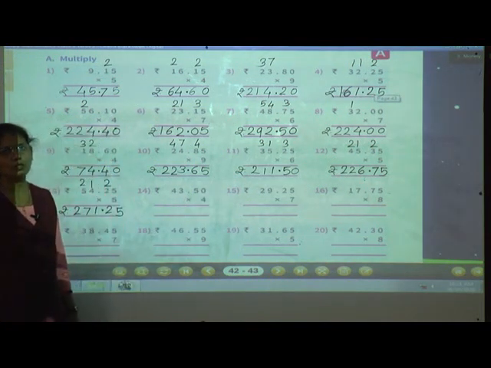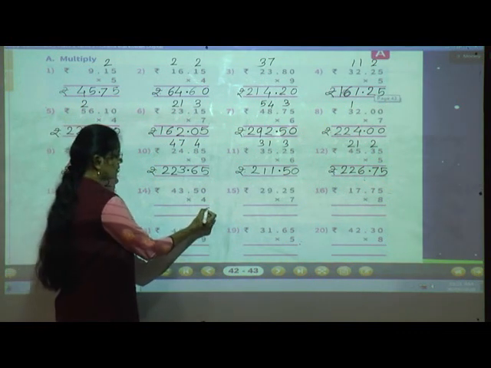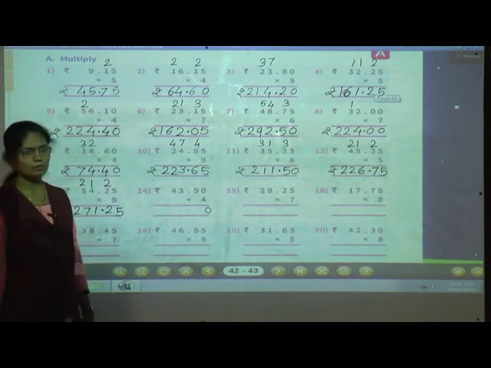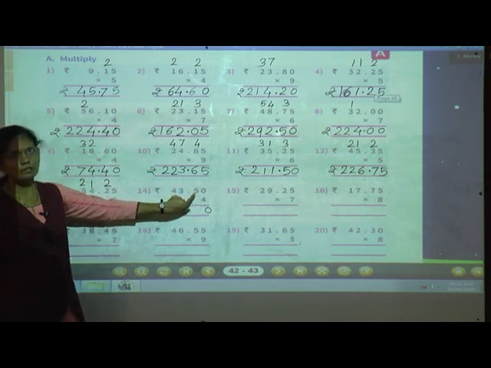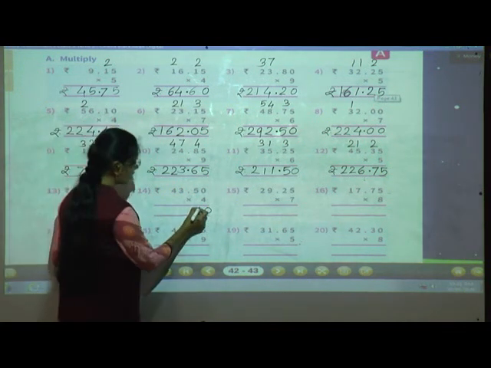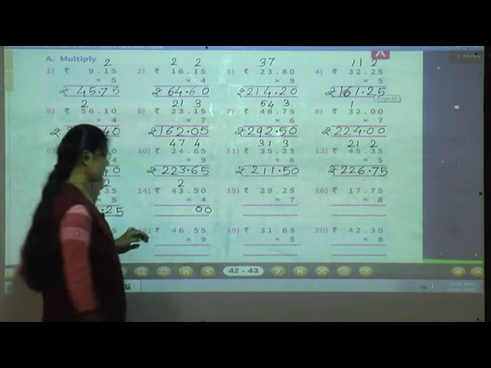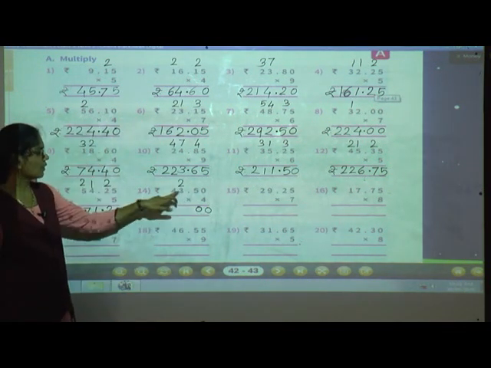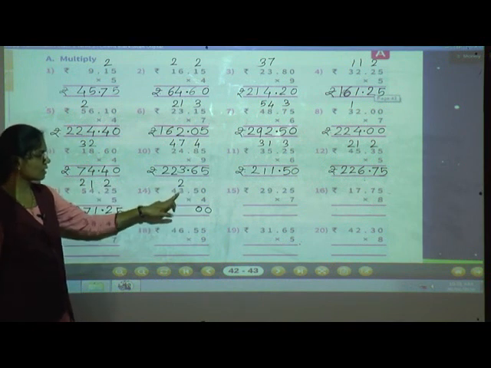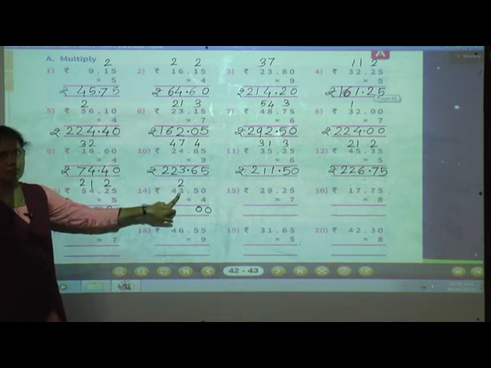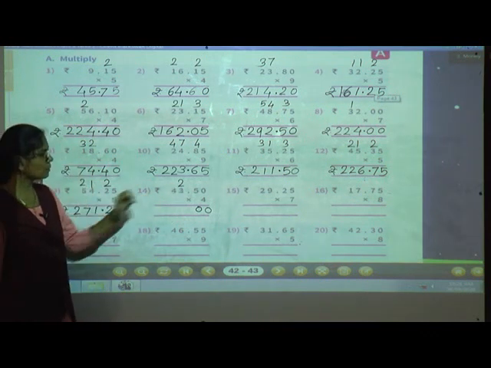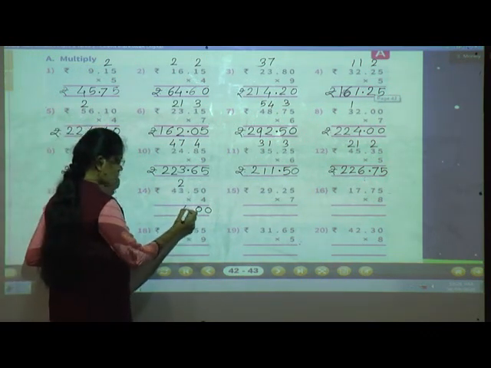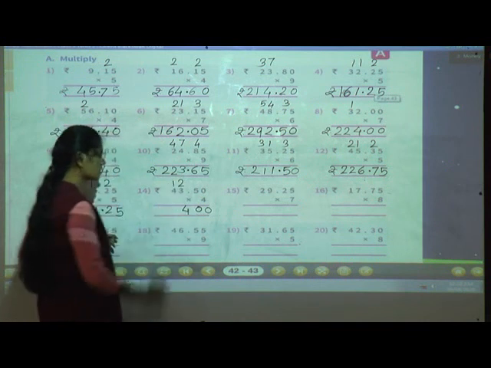4 into 0, 0. So write here 0. Okay. Next, what we will do? 5 4s are 20. So here we will write 0 and 2 as a carry. Then next, 4 into 3 we have to do. Okay. 4 3s are 12. In 12 we have to add 2. 12 plus 2, 14. So here we'll write 4 and 1 as a carry.